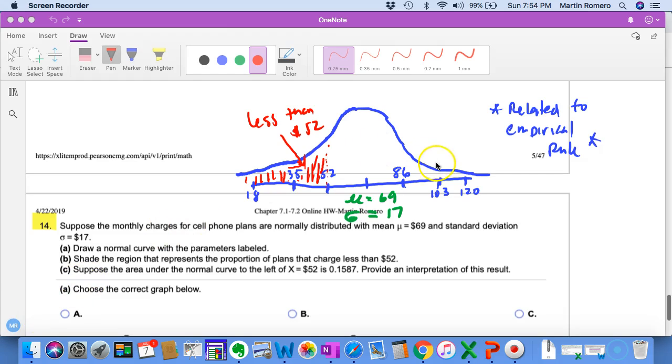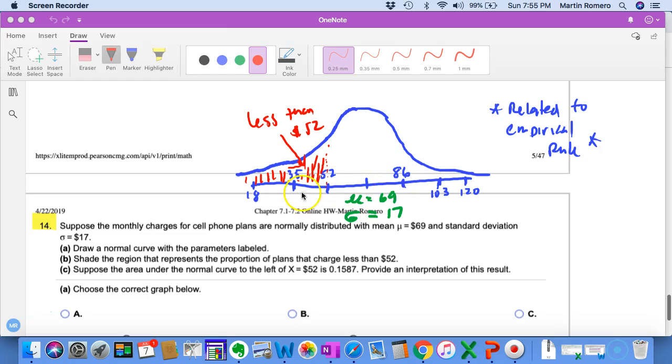And so there's the drawing of it. And then here's the region that's shaded in. That region represents all the values for the cell phone charges less than $52. So on average, the average bill is $69, standard deviation 17. So you'll see some bills would be over 120, some would be less than 18, but most of them will be in the middle. And again, how many in the middle? That's related to the empirical rule, meaning 68% of the bills would be from 52 to 86.